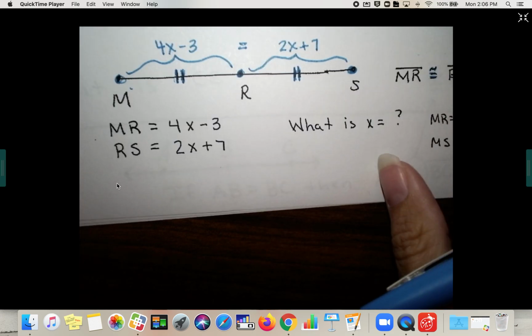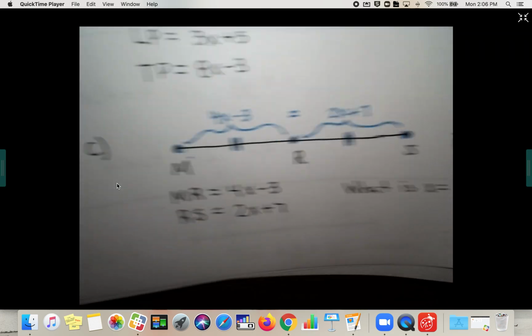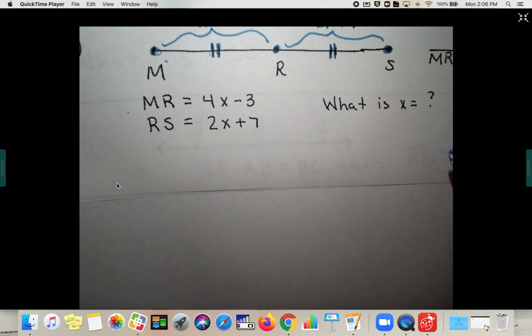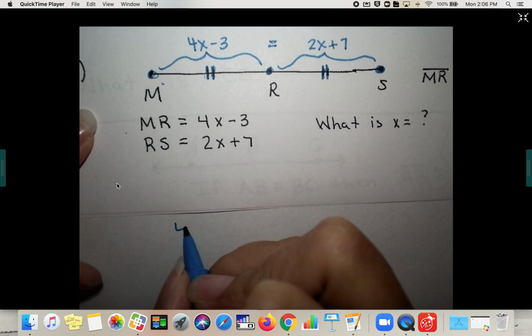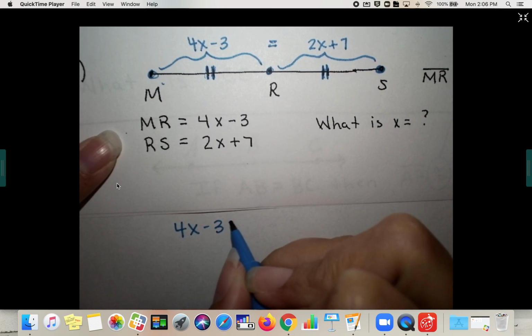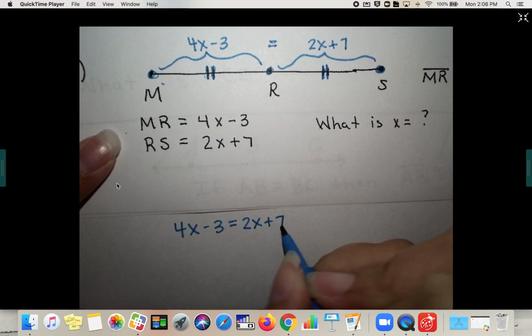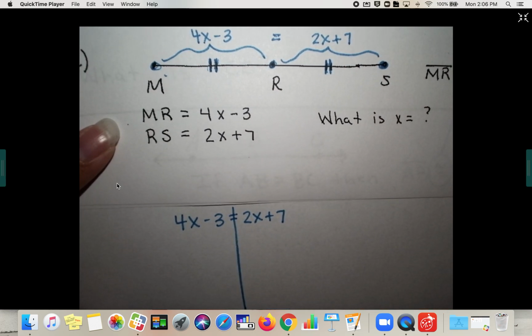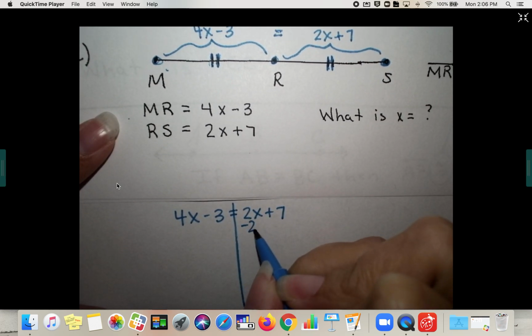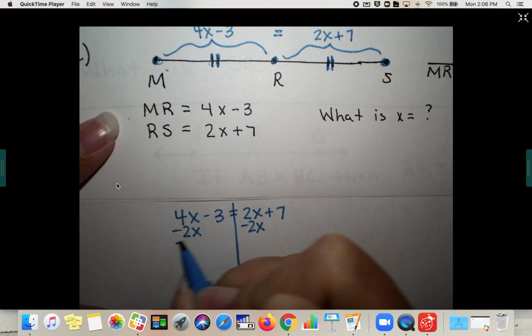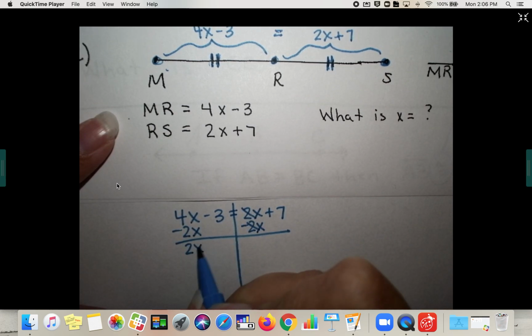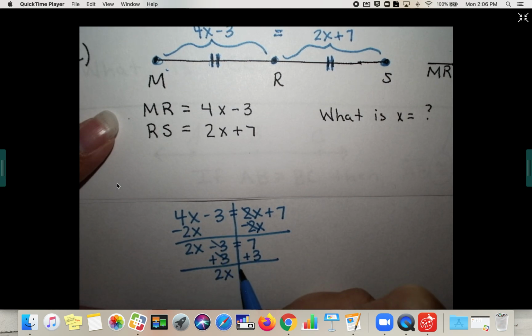So I'm going to try to find some space. I'll just go to the bottom of this other paper here. So I would write 4x minus 3 equals 2x plus 7, and I would solve that with algebra. So I'm going to minus the 2x from both sides first. Again, that's not your only way to do it. Bring down your minus 3 and your 7. Add 3 to both sides. 2x equals 10, which means x equals 5.